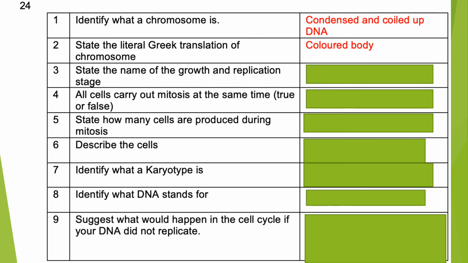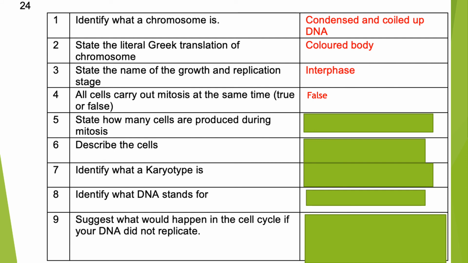Number 3, state the name of the growth and replication stage. So this one would be before mitosis, which is called interphase. Number 4, all cells carry out mitosis at the same time, true or false? This one is going to be false, just because mitosis is an entirely separate step from interphase. And if you go back to the picture of the little circle, that shows you how much it's in interphase and how much it's in mitosis, you'll notice that in a cell's life or in a cell cycle, a cell will spend 3/4 of its time in interphase rather than mitosis. Okay? And also, not all cells go at mitosis at the same time.